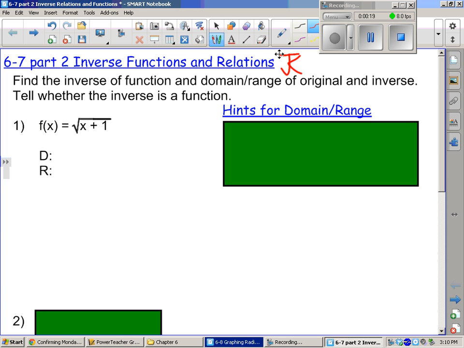All right, inverse functions and relations. This is part two, so it gets a little trickier in part two. We're going to talk about domain and range, which can vary. You have to be very careful. And we're also going to talk about the inverse, or whether it's a function or not.